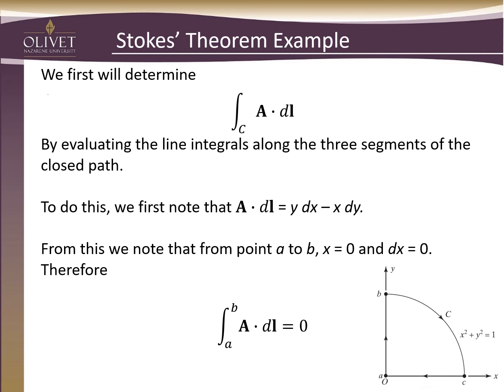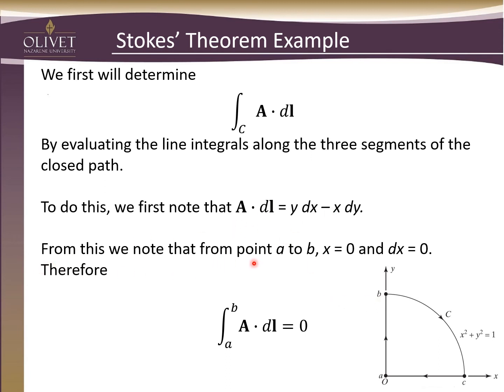So we first want to determine the integral of A dotted with dl, so the integral of the A vector all the way around this closed contour. And we do this by evaluating the line integral along three segments. So we've got the segment here, and here, just breaking it up. To do this, first we want to note that if we take A dot dl, that's going to give us y dx minus x dy. Again, we're going in the dx direction on this axis, and the dy direction in this direction. So it seems pretty simple that that's what it would give us.